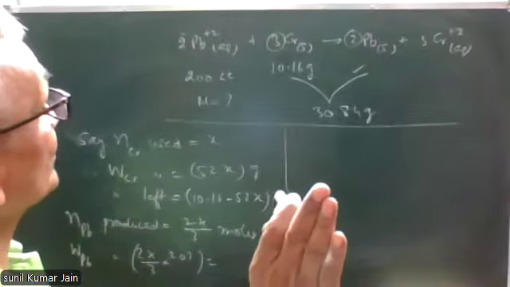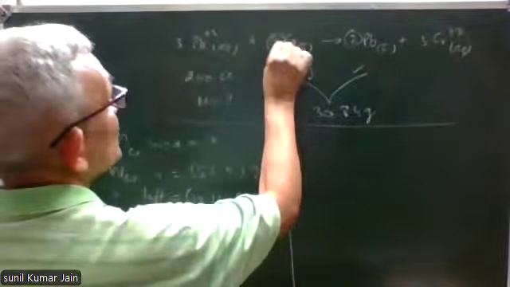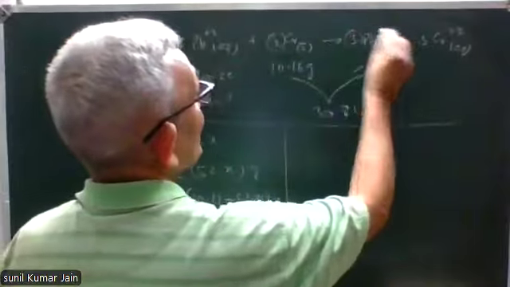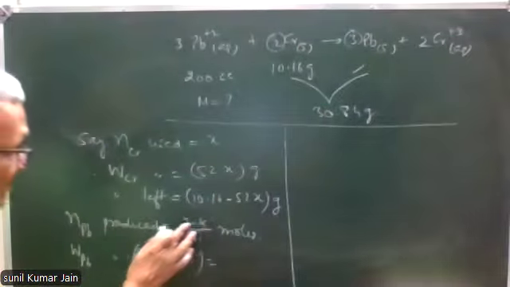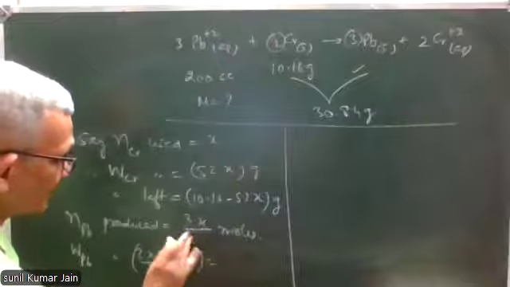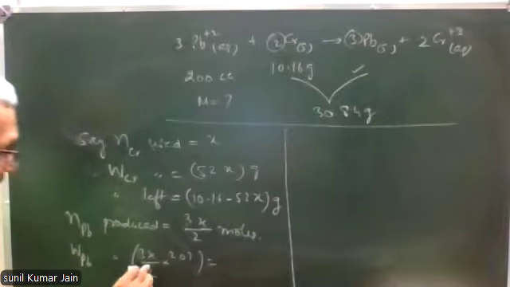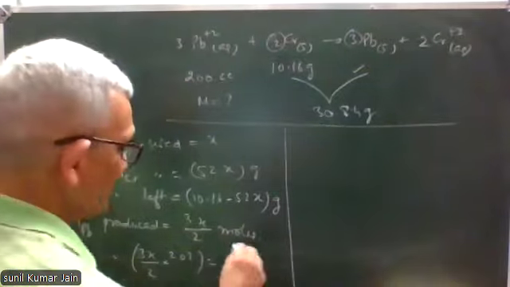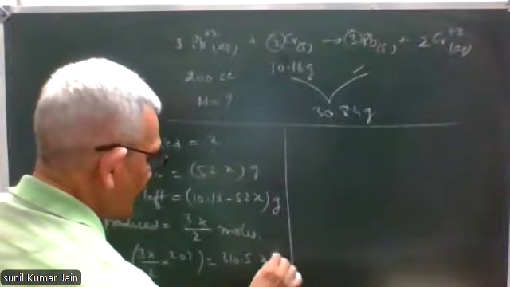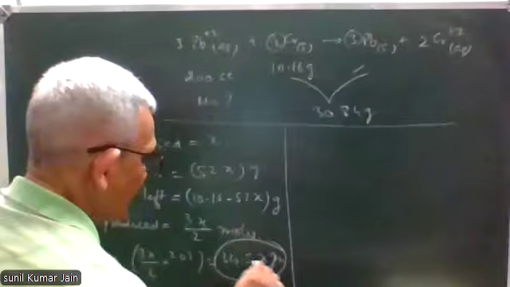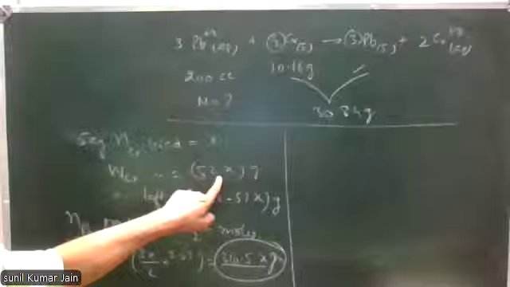Something wrong with the equation. This is 3, this is 2, this is 3, and this is 2. Equation, please. It means this product will be 3 by 2 into atomic weight, this will come out to 310.5X. So many grams of lead is produced, so much of chromium is left.